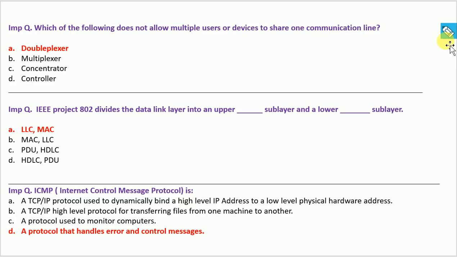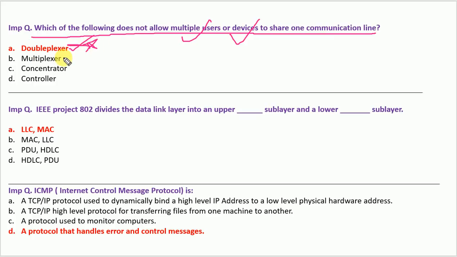So the next question is, which of the following does not allow multiple users or devices to share one communication line? Which device will not allow multiple users or devices to share one communication line? And the answer is duplexer. This is a very important question. This comes under the communication part.